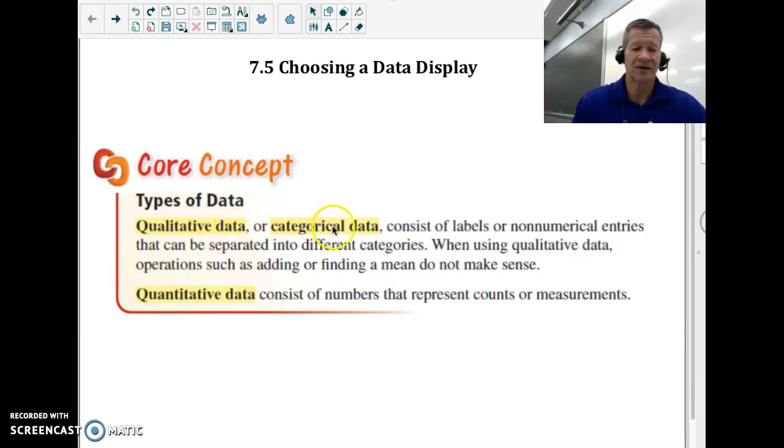Qualitative data, or categorical data, consist of labels or non-numerical entries that can be separated into different categories. When using qualitative data, operations such as adding or finding a mean do not make sense.